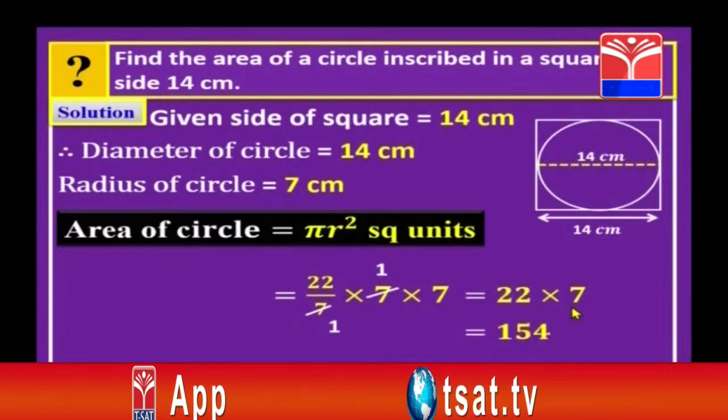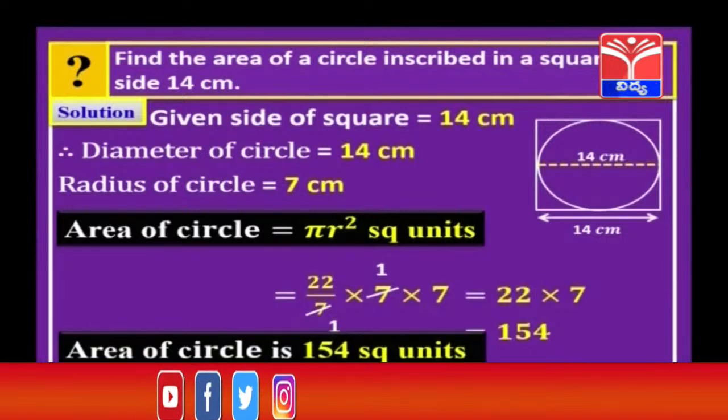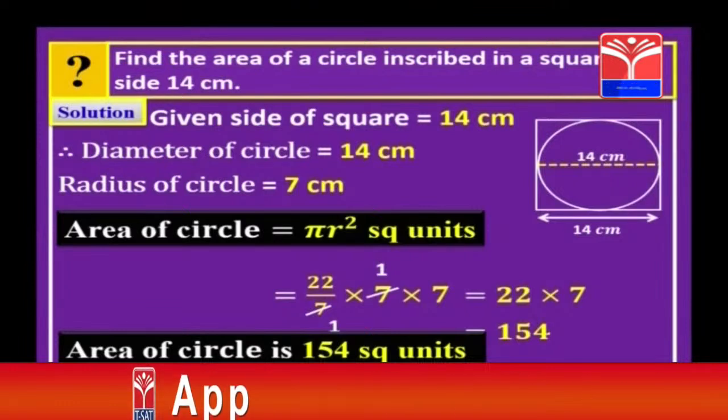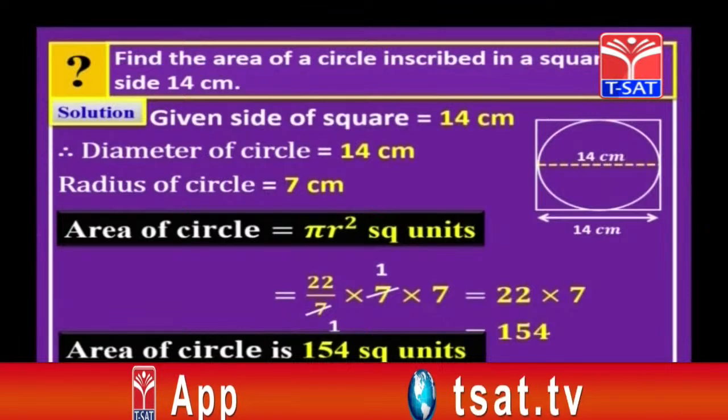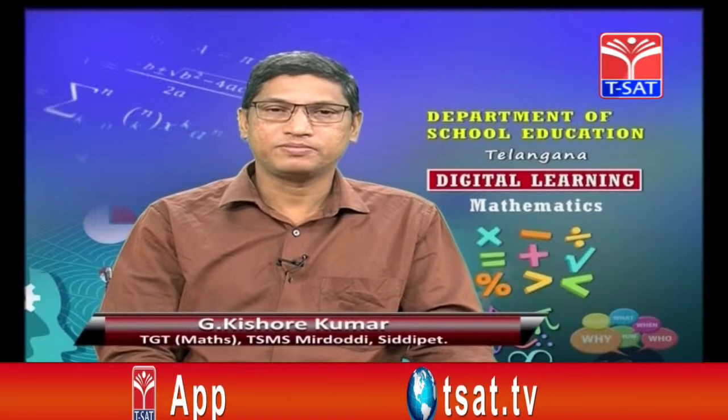On multiplying this, we get 154. That means the area of the circle inscribed in the square is 154 square units. I hope you understood the problem clearly, children. Now let us move on to our next problem.